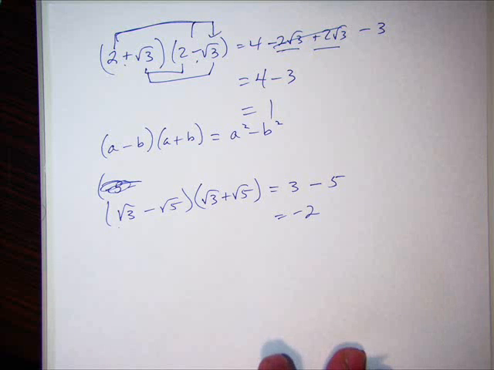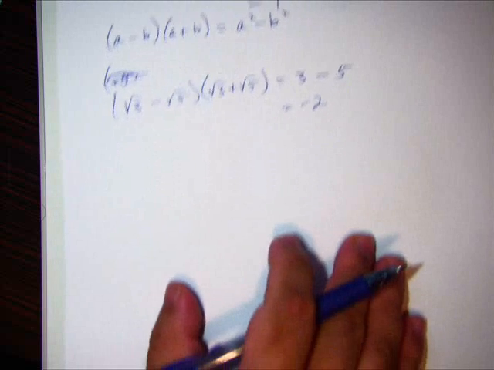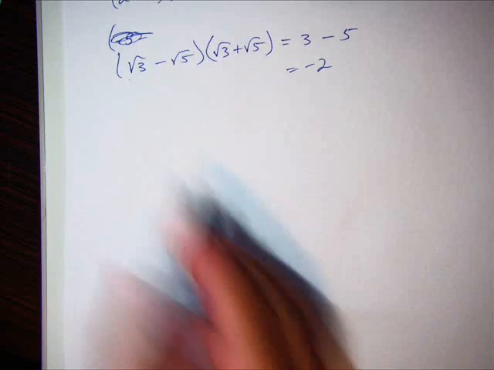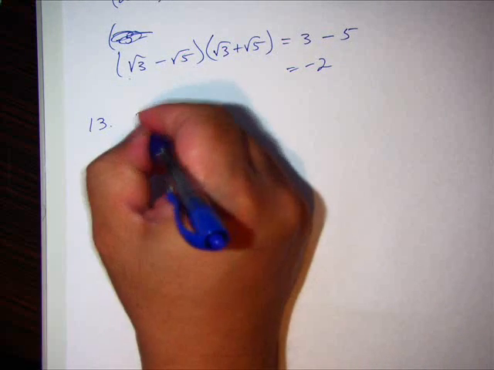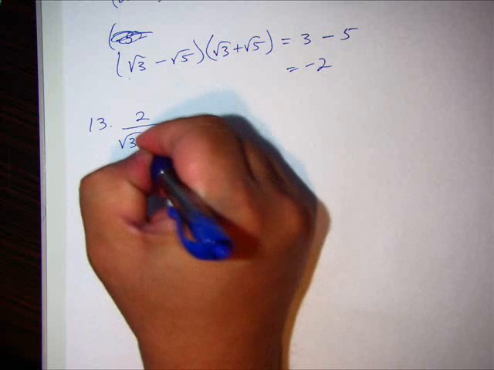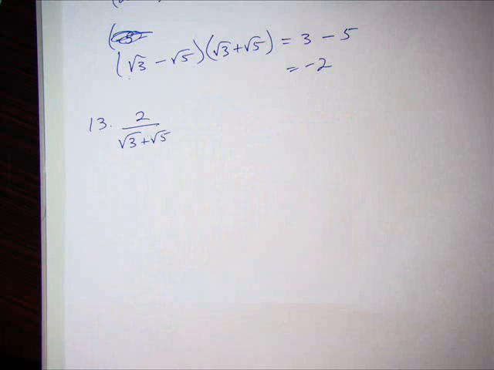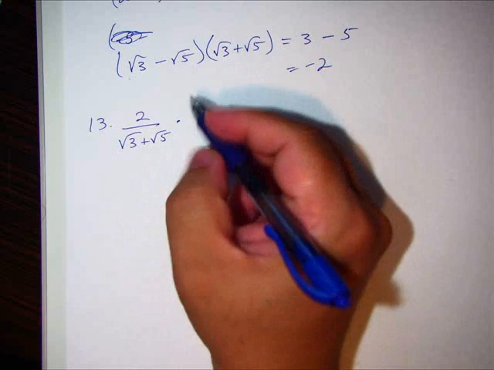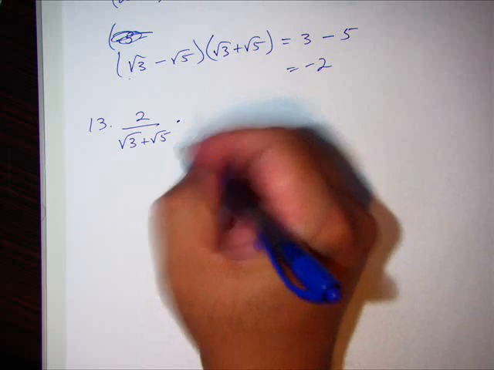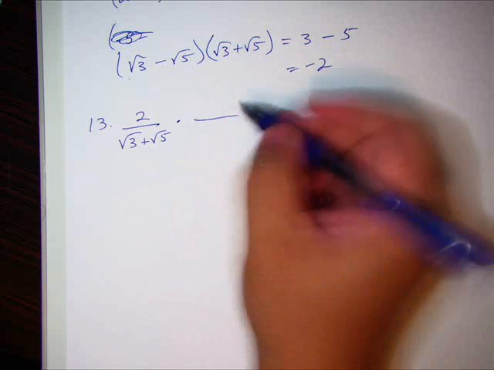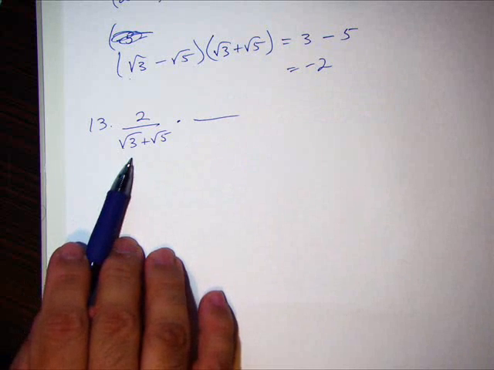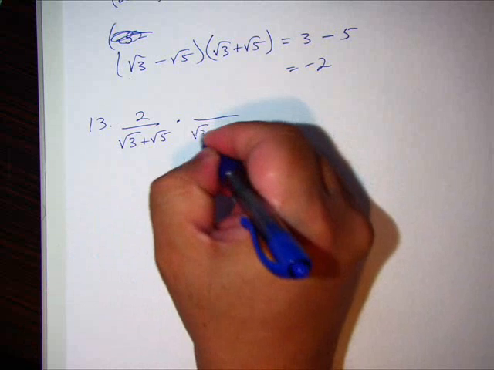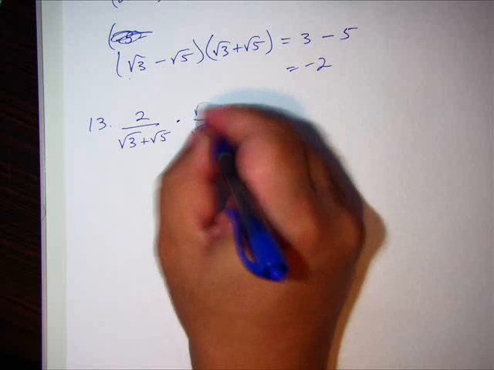I'm now going to start on number 13. Believe it or not, I didn't see that when I made that example. Anyway, the conjugate of square root of 3 plus square root of 5 is square root of 3 minus square root of 5.